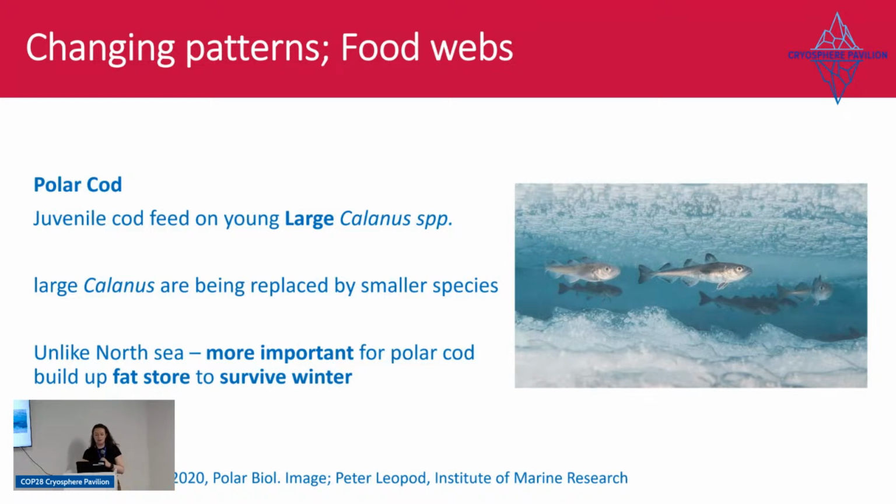So polar cod feed on young, large Calanus, and as those Calanus are being replaced by smaller species, this can impact the polar cod recruitment and reproduction themselves as well. But this is even more acute in the poles, because these polar cod themselves are also experiencing other stressors like decreasing sea ice, and there's more pressure on these polar cod to store fat over winter as well. So it's even more acute in the Arctic environment.